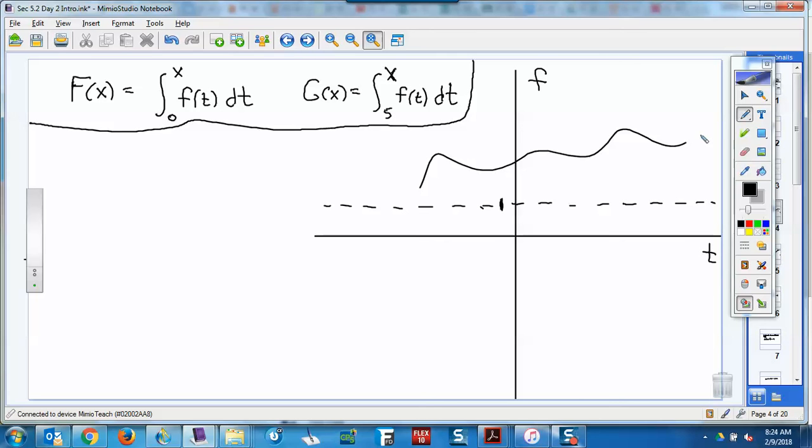Little f is a derivative, right? So if it's always above 1, that means these graphs are always increasing, right? The area is always going to be positive as we go this way, right? So 9 says, why is big F of 7 greater than big F of 1?